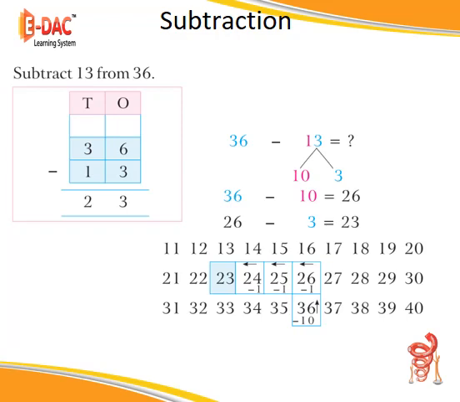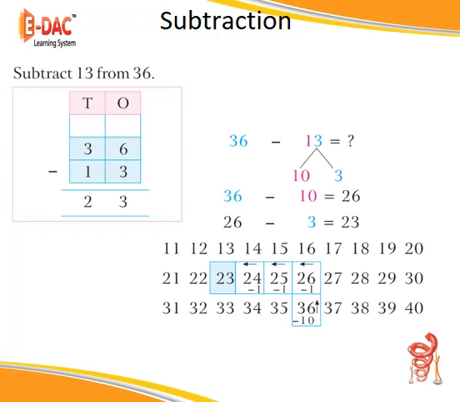There is other method to find subtraction value. We will write numbers from 11 to 40. Now we will put our finger on 36 because we want to subtract 13 from 36. So we will put our finger on 36. Now we will start counting numbers to the left side of 36 until 13 places. So now we will start counting from 35.